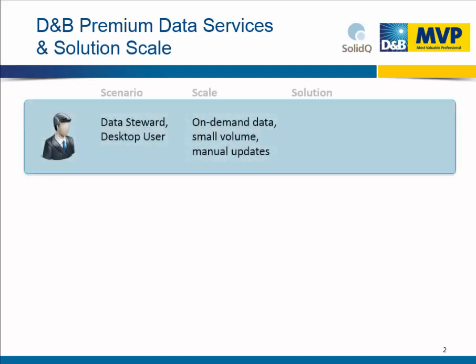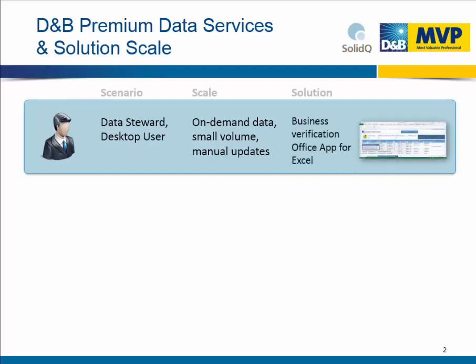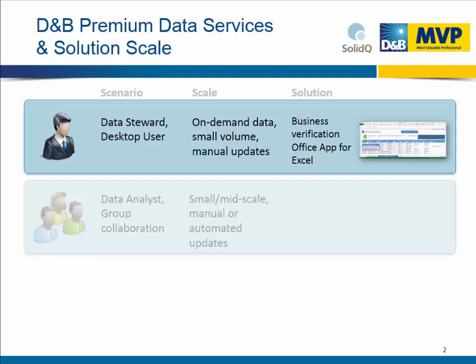The first would be for the data steward, the desktop user. This is the business user, not the developer, where we want to validate and update data on demand in relatively small volumes and to do it manually. And for this, we can use the Business Verification Office app for Excel. It's simple, streamlined. You either paste or enter data and then click a button, it runs, verifies, gets the DUNS number, and we're done.